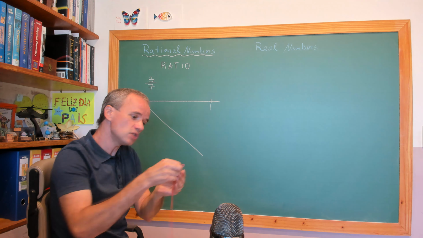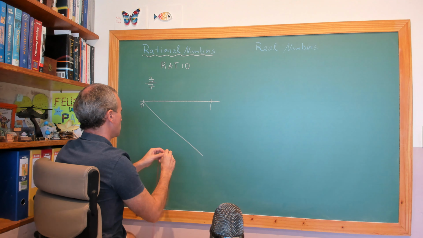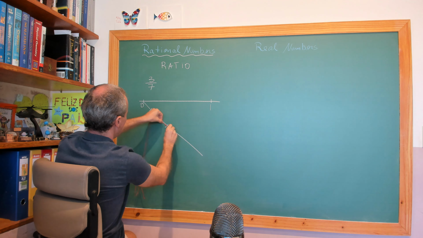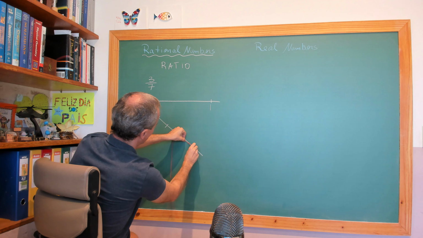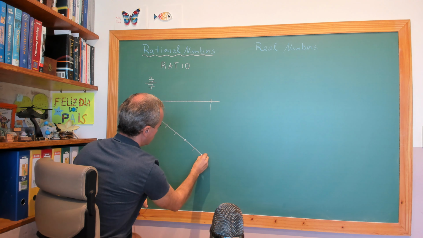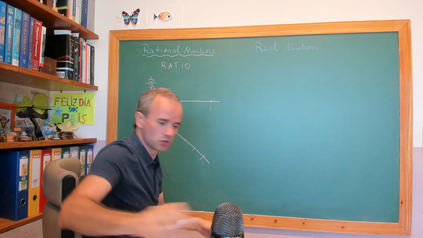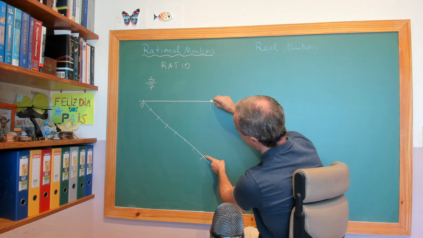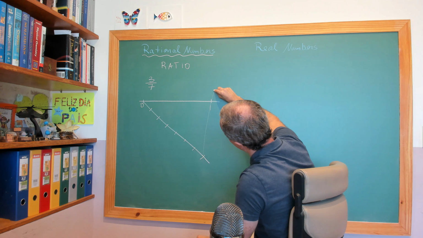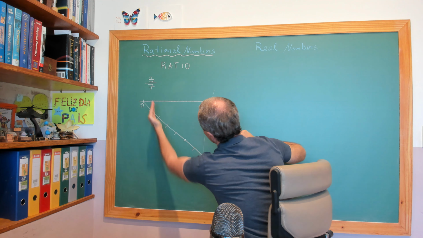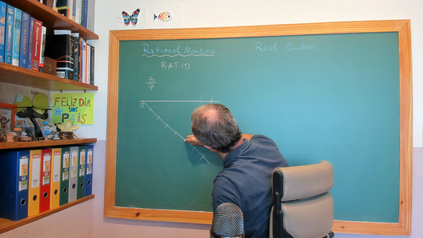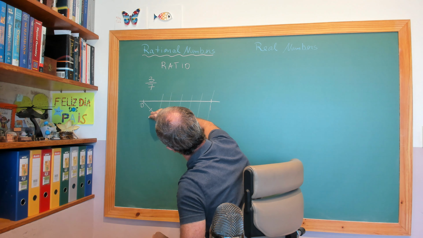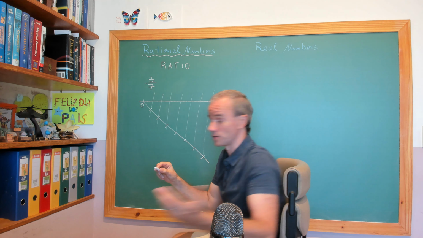I'm going to take my compass, and you do this with a compass, of course. So 1, 2, 3, 4, 5, 6, 7. Good. Now, what you're going to do is connect this last part with your 1. And now we're going to draw parallels to that. Of course, please don't do it like I'm doing. Use the set of squares for that.